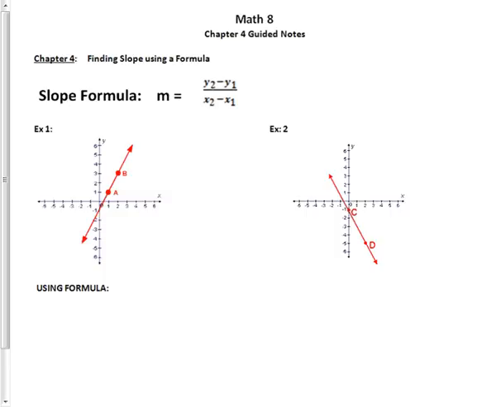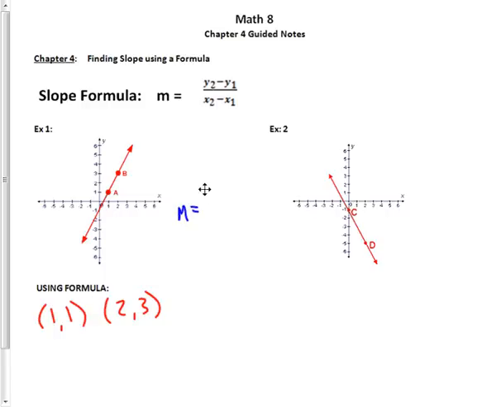So for this first example right here, we have point A (1, 1) and we have point B (2, 3). So (1, 1) and (2, 3) are our 2 points. Then what I'd like you to do in your homework here is label which one of these is your second point. As you can see, the slope formula is m, which stands for slope.